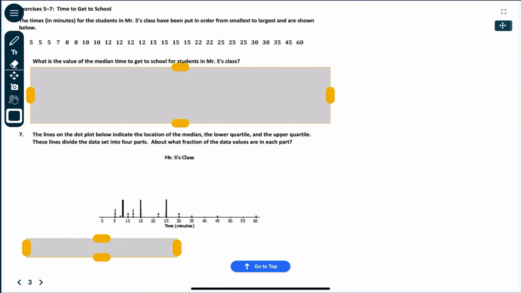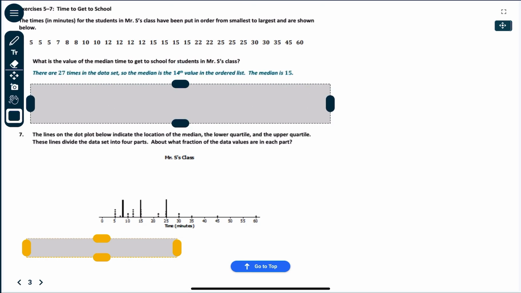Now let's look at page 3. Time to get to school. Here we go. Here's the times. They're already ordered from smallest to largest. Okay, and what is the value of the median time? Well, how would we do that? Well, we're going to count and see what's in the middle. Right? How many are there? You have to count all those up. There are 27 different times, so that means the 14th value is the median, and that happens to be 15.